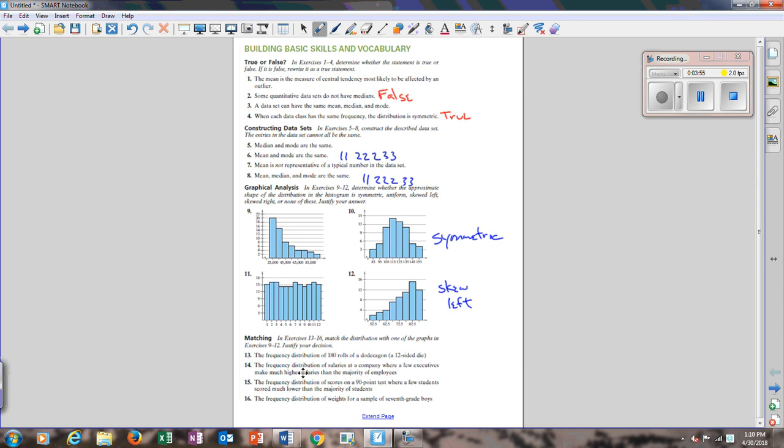Number 14, frequency distribution of salaries at a company where a few executives make much higher salaries than the majority of the employees. So match the distribution with one of the graphs in exercises 9 through 12. So salaries at a company where a few executives make much higher salaries than the majority of the employees, that would be like number 9. Because we have a couple people making a lot of money and then everyone else makes much less.